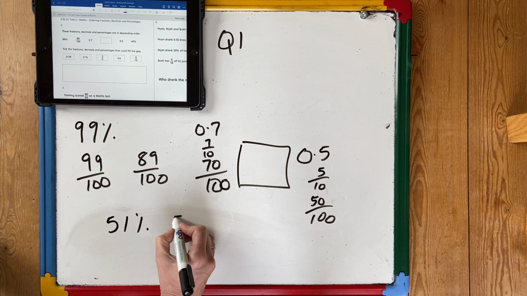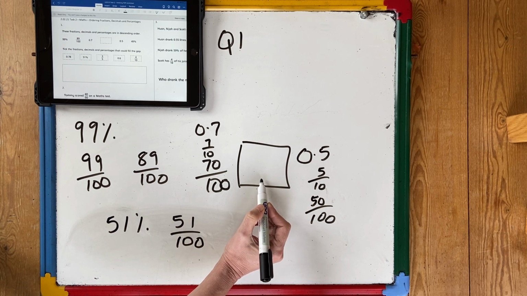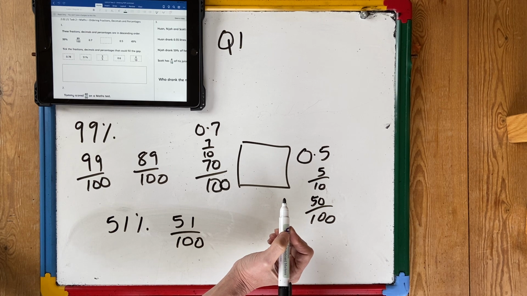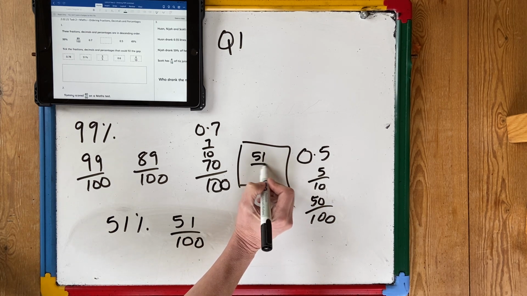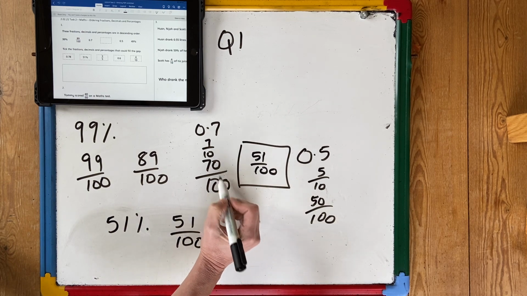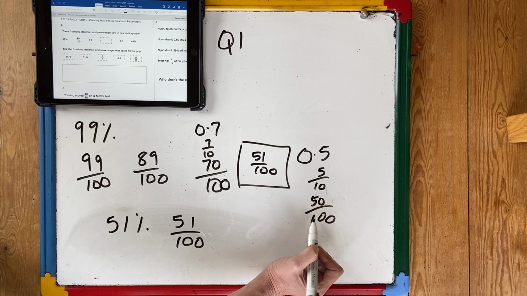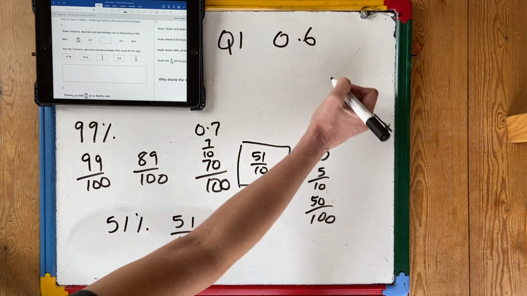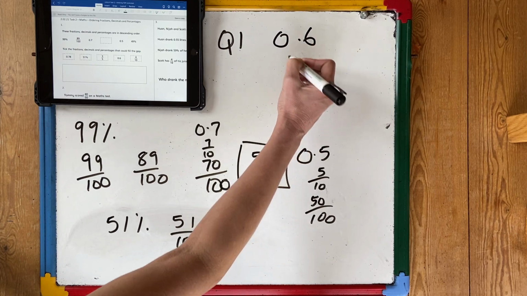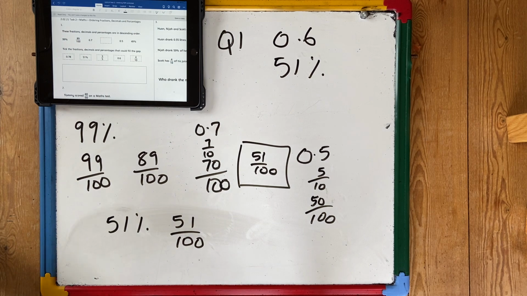51% is 51 hundredths. Oh, actually, it could go in there. So your 51 hundredths could go in there because it's between 70 hundredths and 50 hundredths. So that could be an answer. So we've already got 0.6 because we know that's 60 hundredths, and then we've also got 51%.